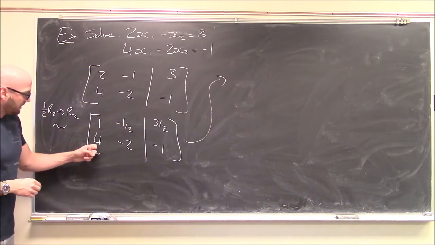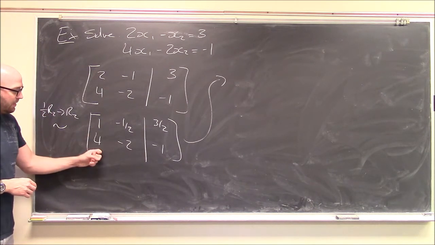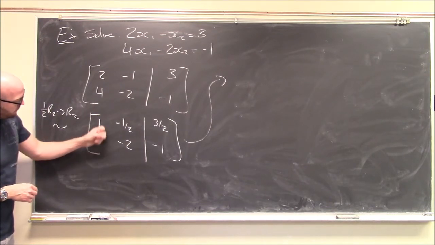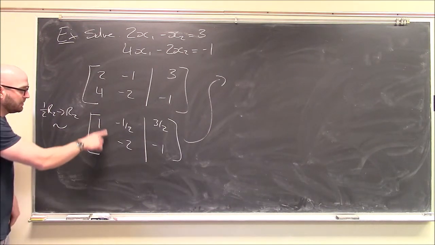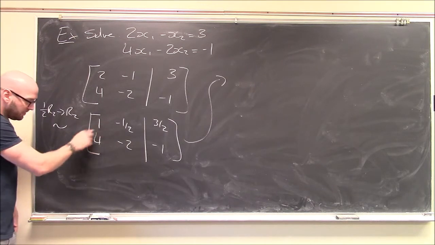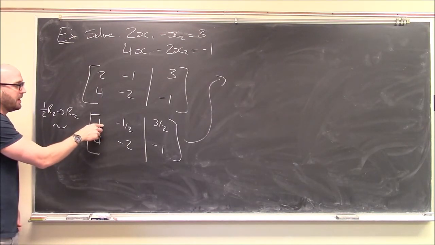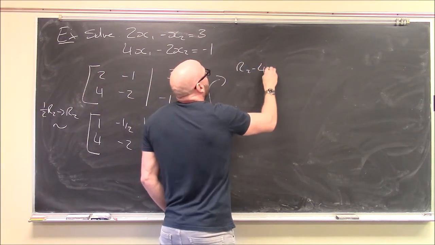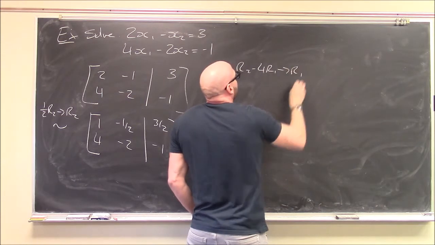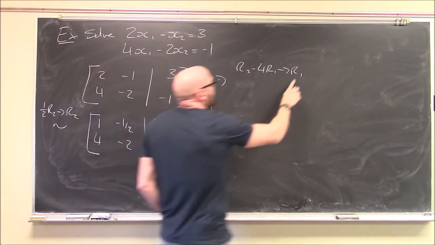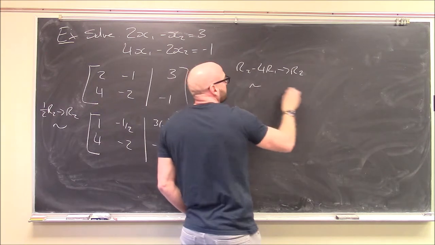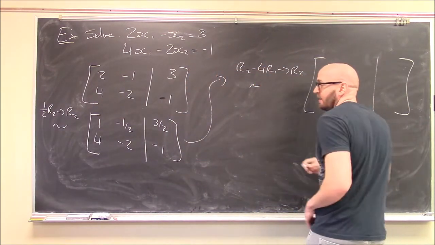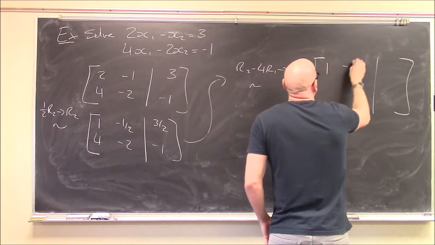Next up, what do I want to do? Next up, I want to put a 0 in all of the entries below this leftmost one. So I need to subtract 4 times the first row from the second row. Because this is a 4, I need to have minus 4 times 1. So we'll do row 2 minus 4 times row 1 will replace our row 2. And that's going to give us what? Well, first row stays the same, so I'll just copy it down.